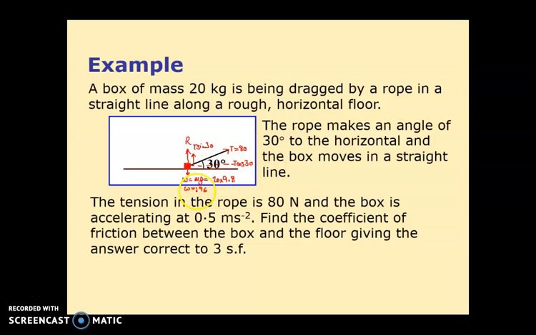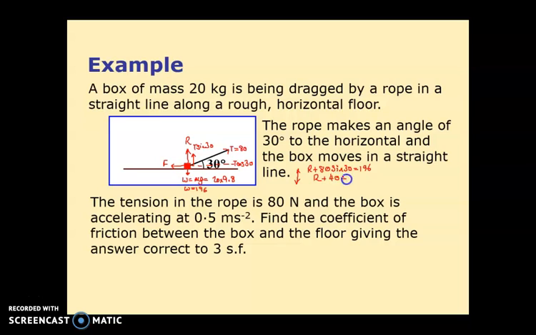So let's just go through this. Up and down, there's one other force I want to put on, and that's the friction. There we go. Up and down, we've got R definitely going upwards, but also this T sine 30, which is really 80 sine 30. That equals the force going down. There's only one force going down, that's equal to 196. So what's 80 sine 30? Well, I know sine 30 is a half, so that must be 40.